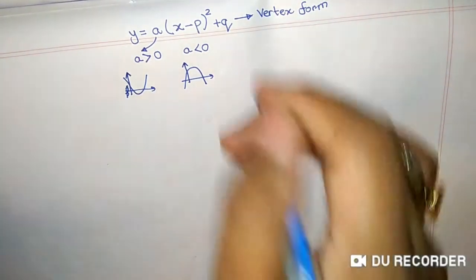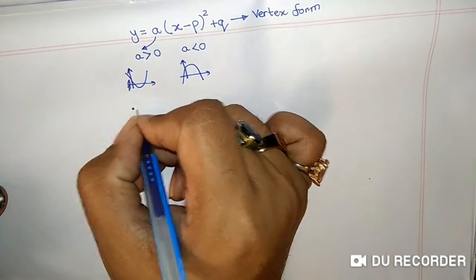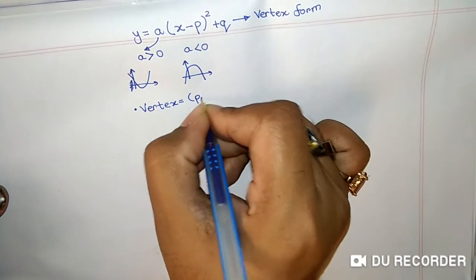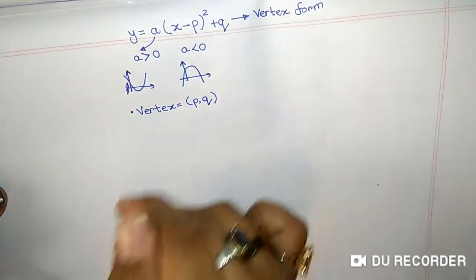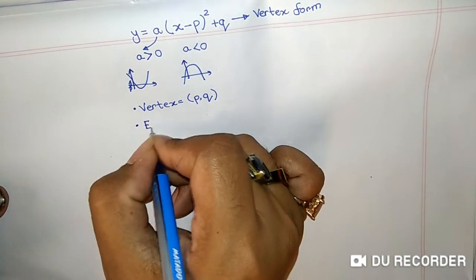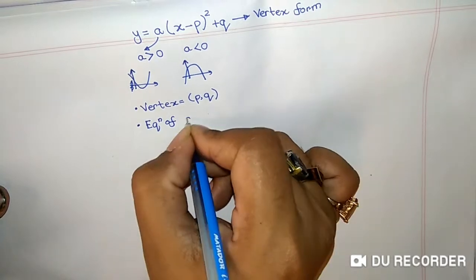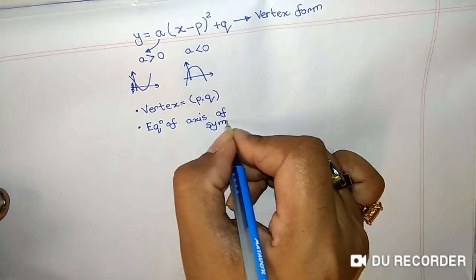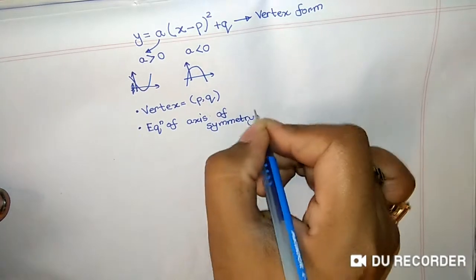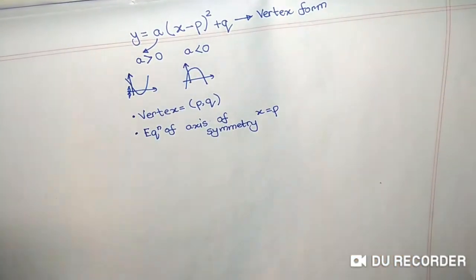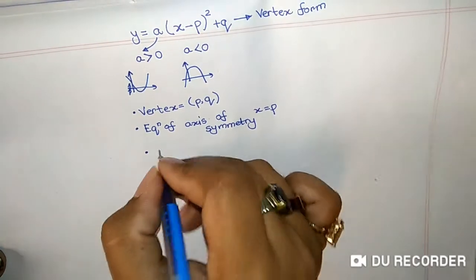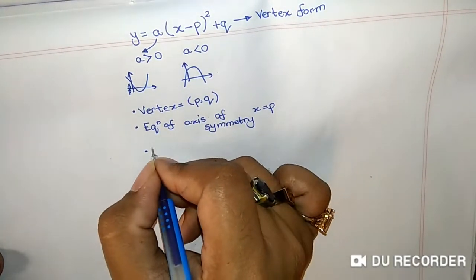Then we can find the vertex by using the formula directly, which is going to be p comma q. Make sure you note this one down. And then we have a formula for the equation of the axis of symmetry, and the formula is going to be x equals p. The third one that we need to know over here is the x-intercept and y-intercept.